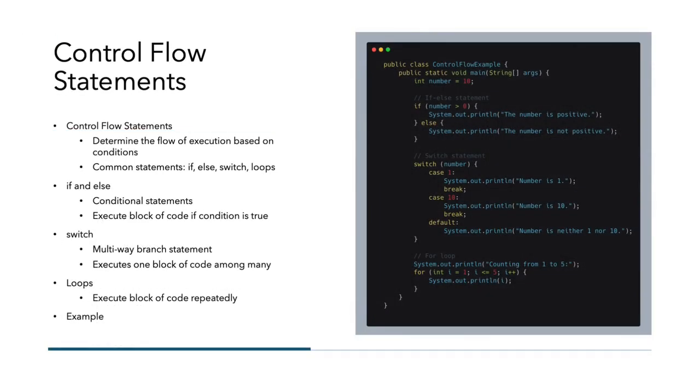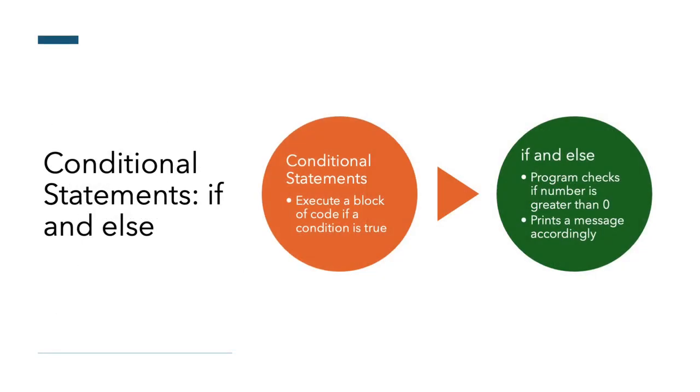Control flow statements in Java determine the flow of execution based on conditions. Key statements include if, else, switch, and loops. Examples in this code fragment show how if-else checks conditions, switch matches cases, and a for loop is used for printing numbers. Conditional statements like if and else execute code blocks based on conditions. For example, if a number is greater than 0, the program prints a message.